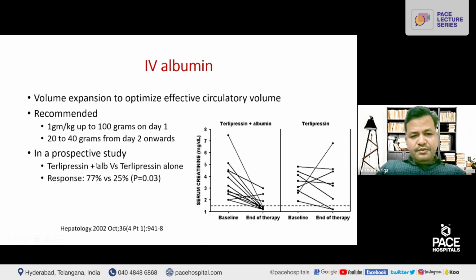But can we give only terlipressin without albumin? No, the effect is very less. So this is a 2002 study where they compared terlipressin plus albumin versus terlipressin alone. Here we can see the response was 77% if albumin was added, compared to 25% if only terlipressin was given. So the drop in creatinine, if albumin is given, is clearly more when compared to only terlipressin.